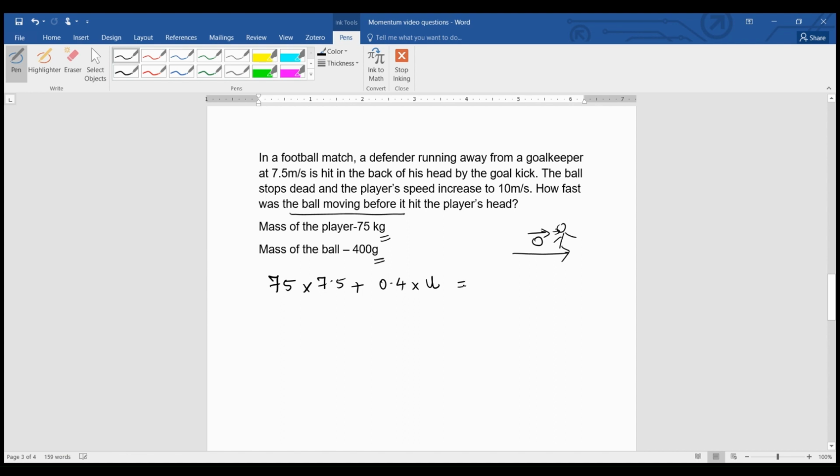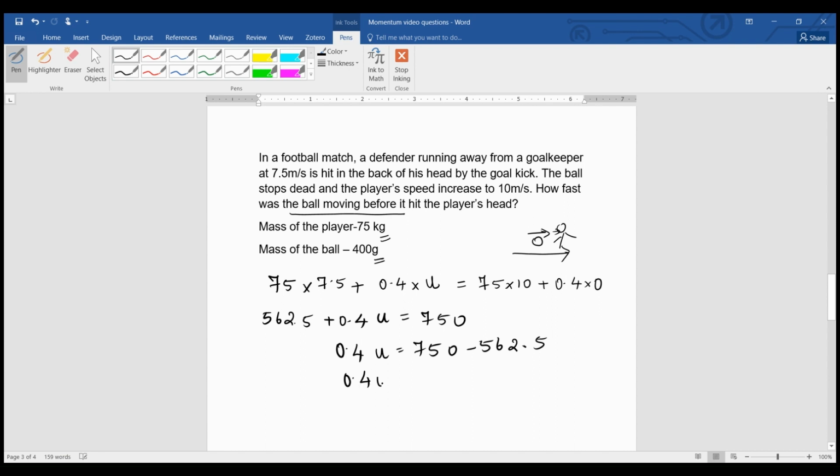Now, once it is hitting the player's head, what happens to the player? The speed of the player increases from 7.5 to 10, and what happens to the ball? The ball is falling to the ground, so the speed of the ball is 0. So 562.5 plus 0.4u is 750, or 0.4u is 750 minus 562.5.